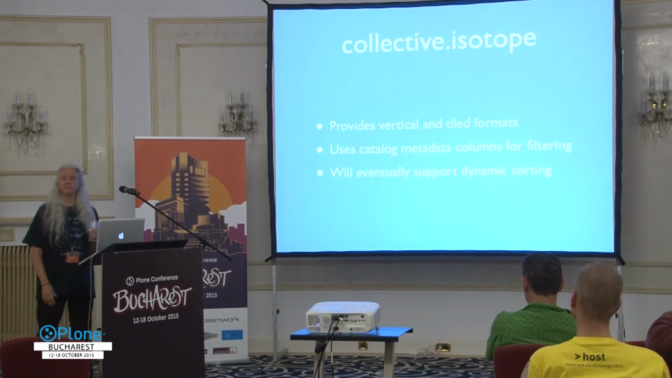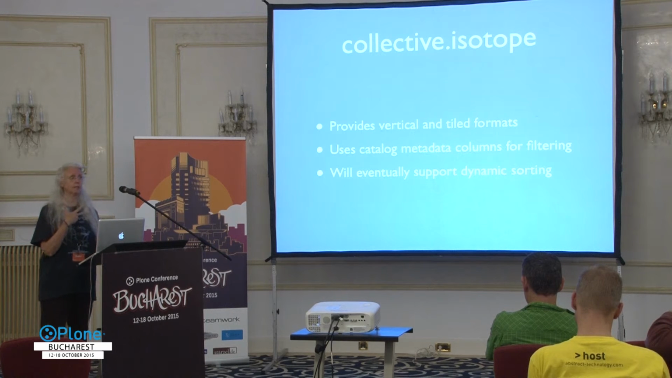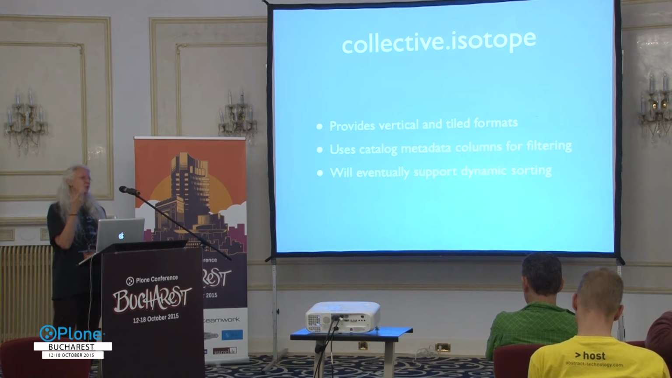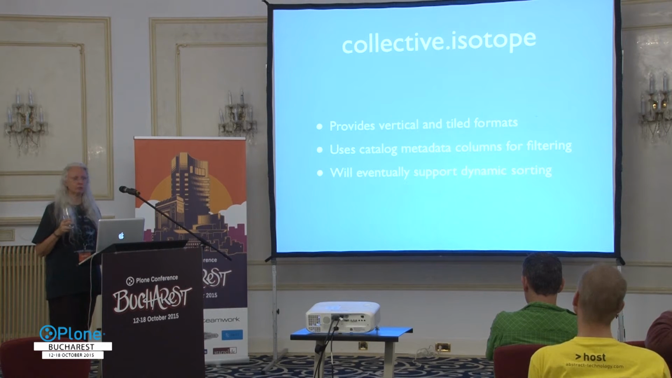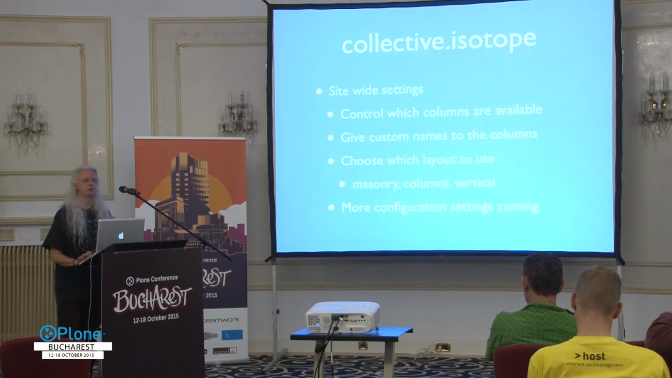So, details about it. It provides vertical and tiled formats. You saw the tiled formats there. If you don't have an imagey sort of thing that tiles, you can also do more of a traditional collection or folder view that just enumerates the title and description of the items. It uses the catalog metadata columns for filtering. Obviously, that's already there. Chris didn't have a chance to add dynamic sorting yet, but that all comes with Isotope, so we'll be able to add that in the future.